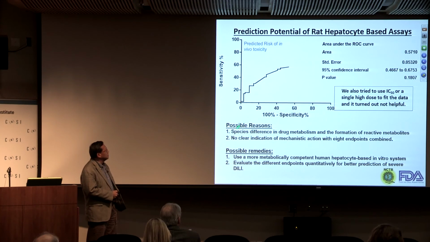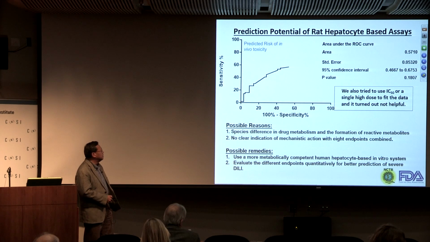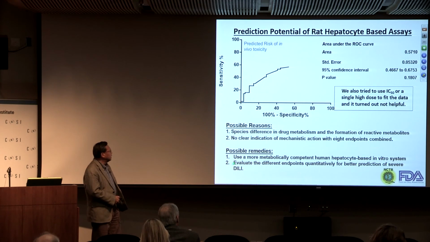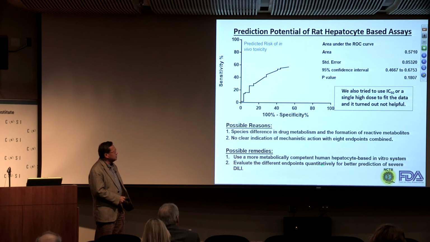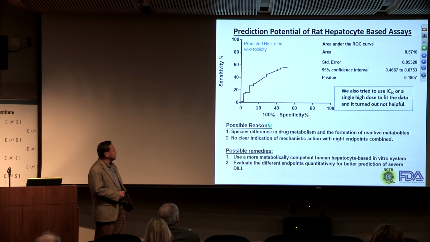The possible reason is that they used rat hepatocytes. So the first possible reason is species difference, since we know drug metabolism differs between species. Also, because they used eight endpoints combined, there is no clear indication of mechanistic action. So we think possible remedies are to use a more metabolically competent human hepatocyte-based in vitro system, and to evaluate different endpoints quantitatively for better prediction of severe DILI. So we evaluate each endpoint.